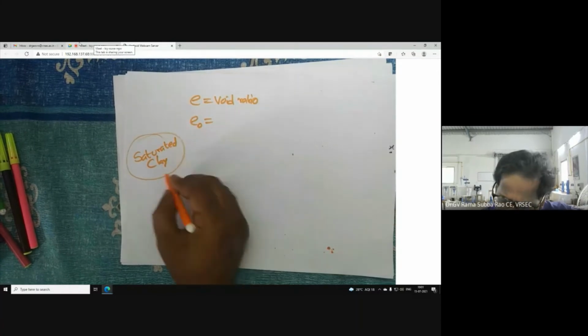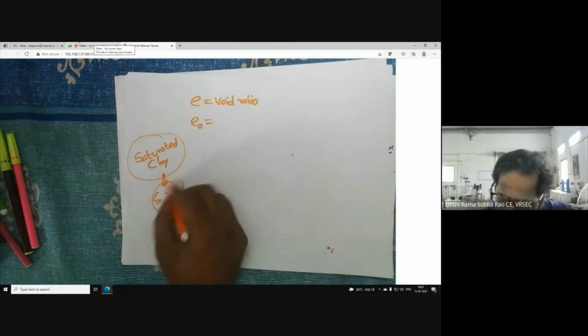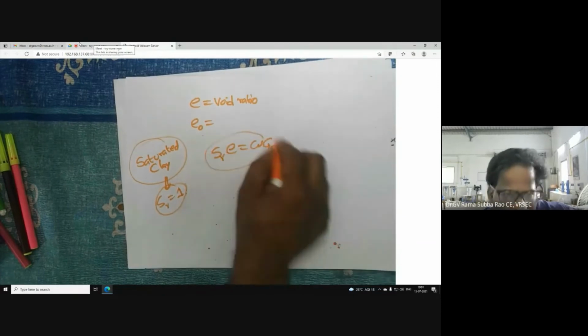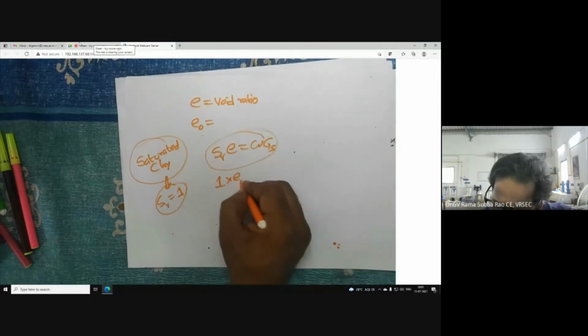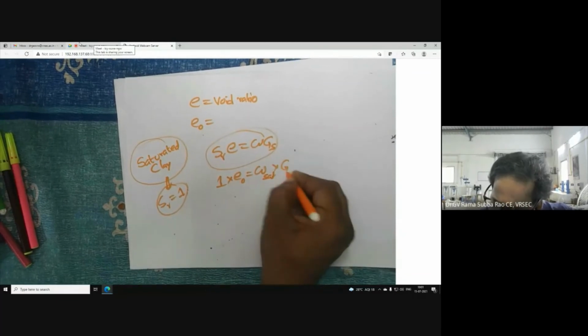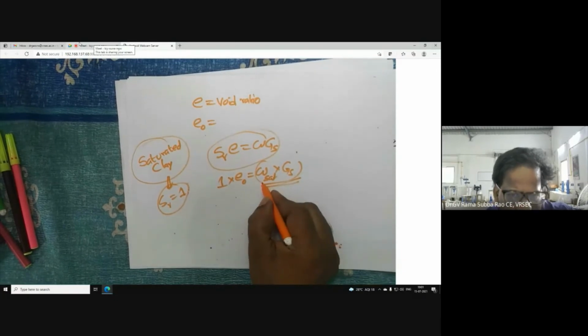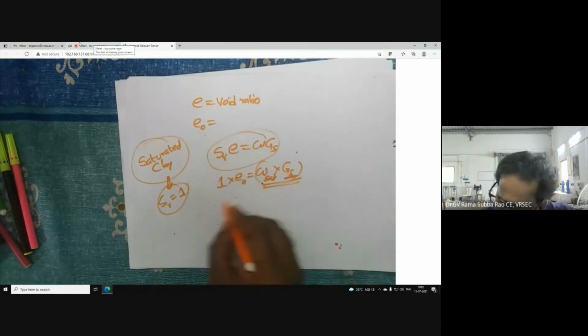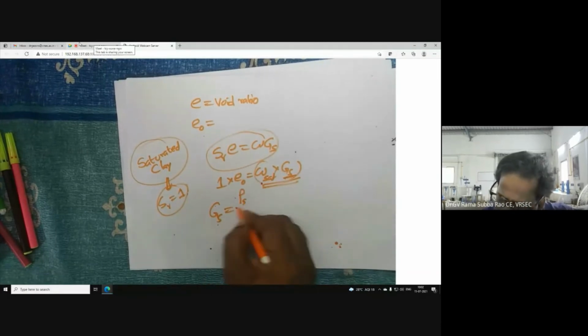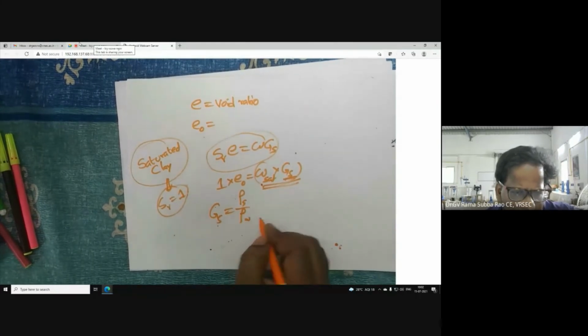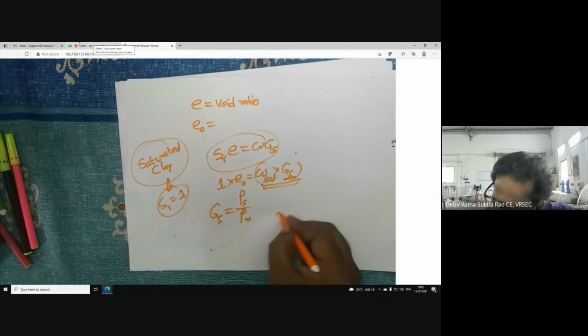So now if the degree of saturation is 1, how to compute e naught? Hope you remember Se = wGs. So if S is 1, e naught = w_sat into Gs. So if you know the water content existing in the field, and by computing Gs, specific gravity of solids, rho s by rho w. What method are we using to determine specific gravity of solids in the geotechnical engineering lab for clay soils? We use the density bottle.